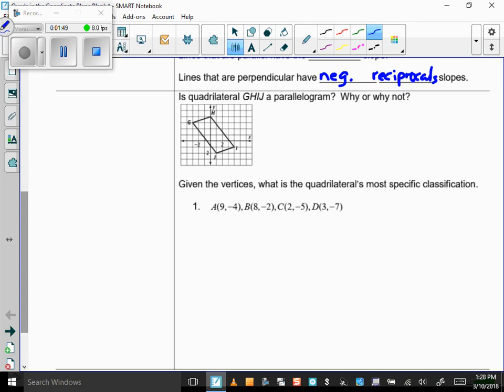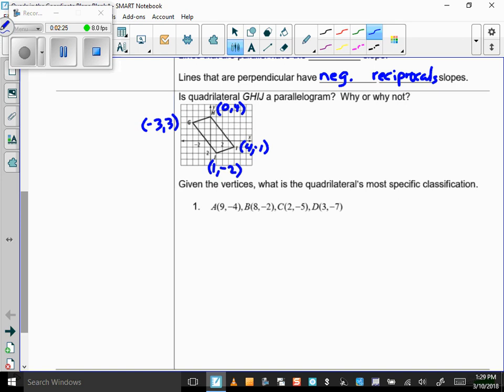So let's hop in here and look at this quadrilateral GHIJ. Is it a parallelogram or is it not? Let me label these vertices first, it's going to make it a lot easier. H is (0, 4). I is (4, -1). J is (1, -2). G is (-3, 3).